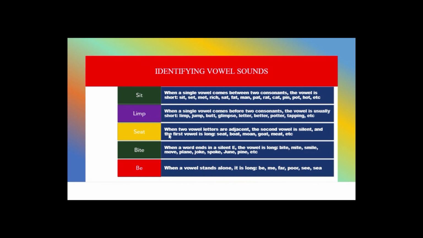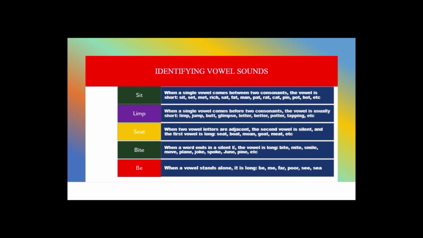etc. Rule number 3. When two vowel letters are adjacent, the second vowel is silent and the first vowel is long. And examples that exemplify this rule include seat, boat. Now in seat, we have the two vowels E and A. So A is silent and the first letter E is long.